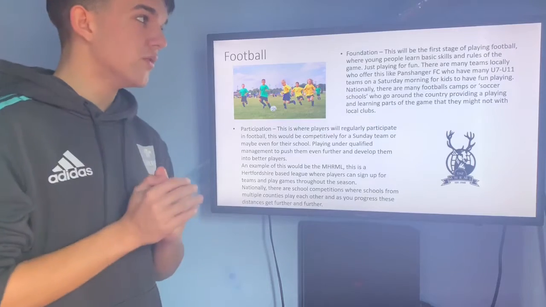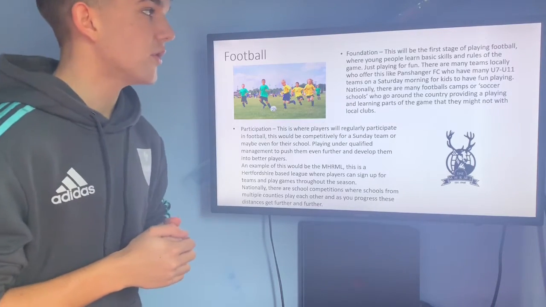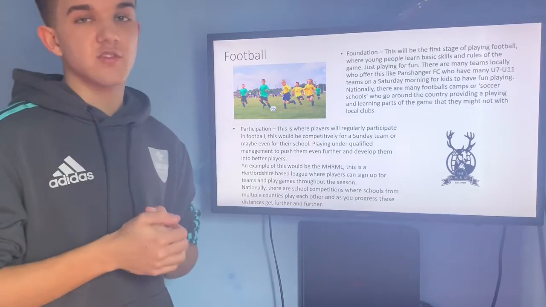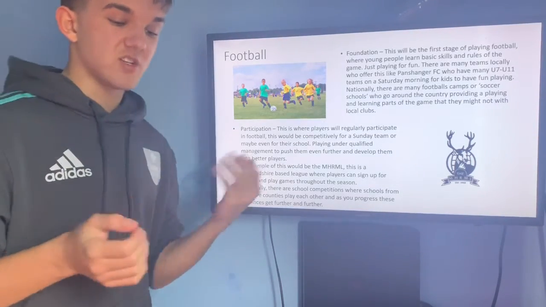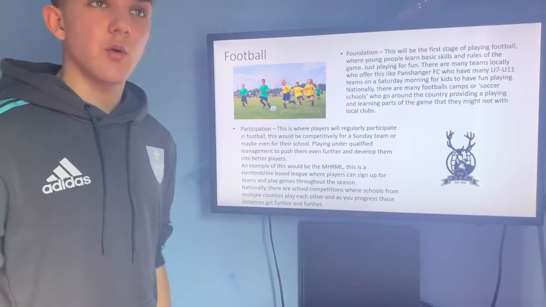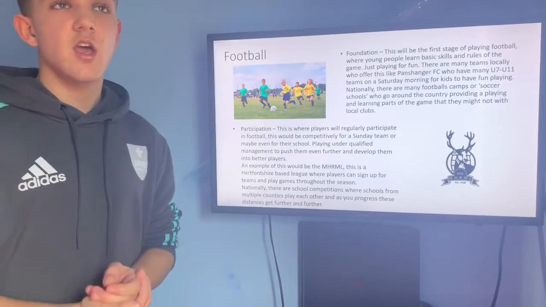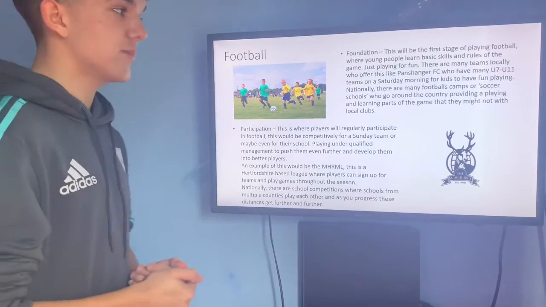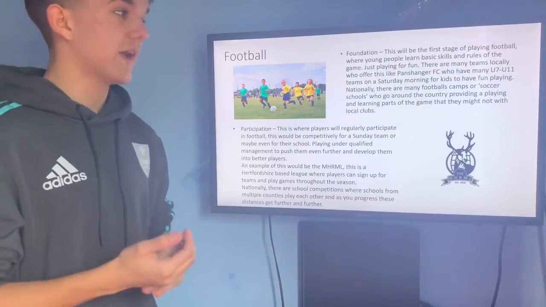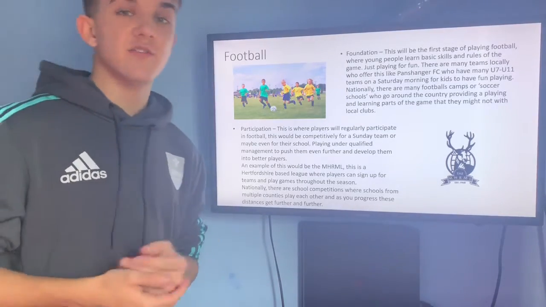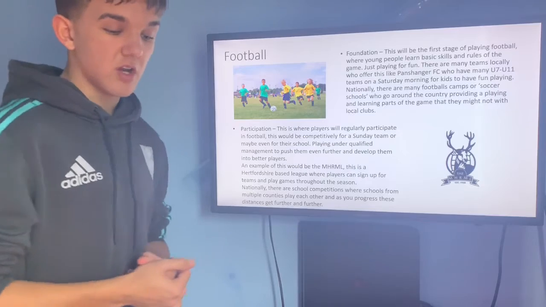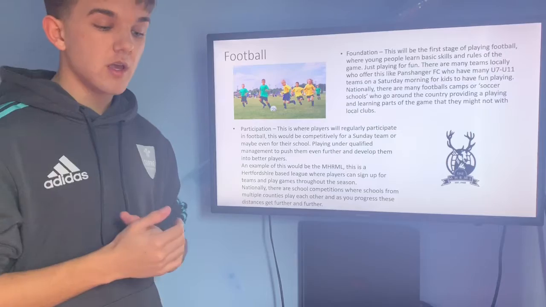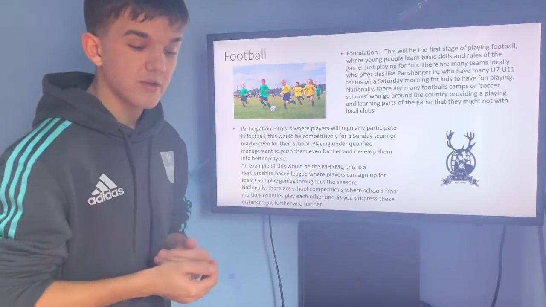So, within football, the first stage of playing football is where young people will learn the basic skills and rules of the game. This is just playing for fun, and there are many teams locally who offer this. An example being Pangsanger FC, who have under 7 to 11 teams on Saturday morning. Non-competitive, where kids can just play for fun. Nationally, there are football camps or soccer schools who go around the country providing a playing platform for players to help them learn parts of the game that they might not with local clubs.